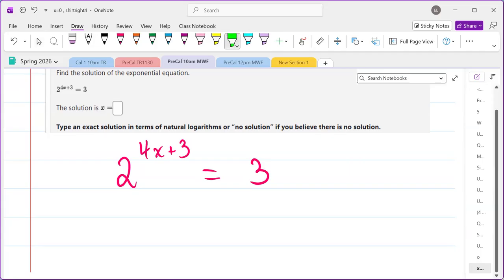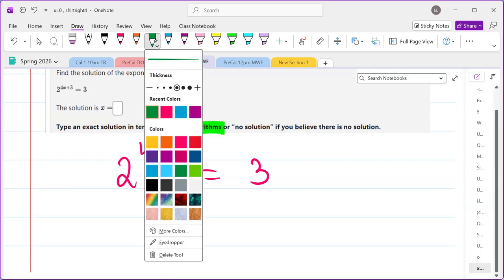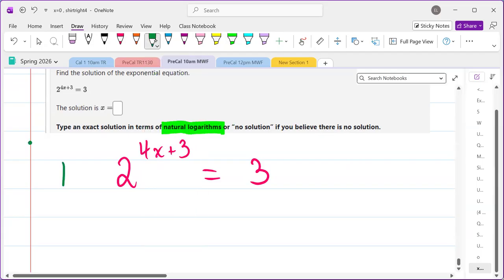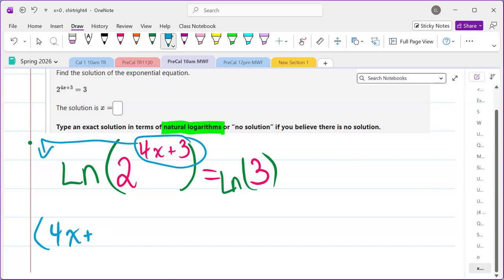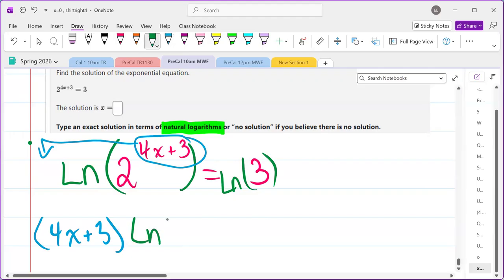Now, the directions here specifically say type an exact solution in terms of natural logarithms. So we need to use the natural logarithm on both sides. So the natural log of 2 to a power, log's power rule still comes into play. So that's going to bring that 4x plus 3 in front of the natural log 2.